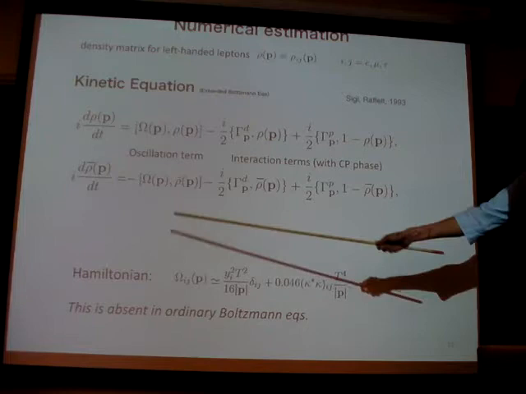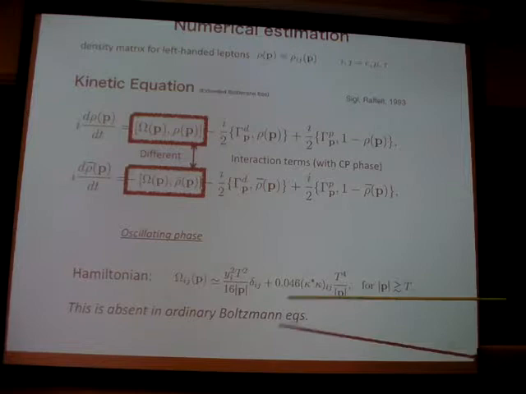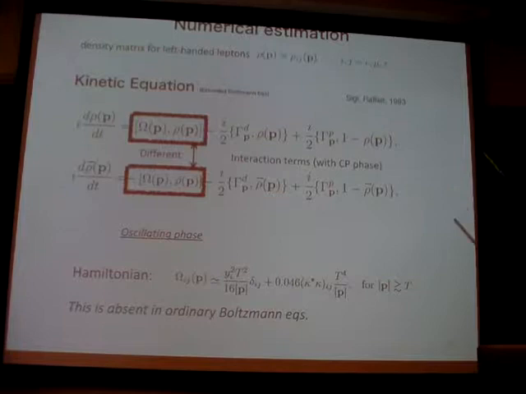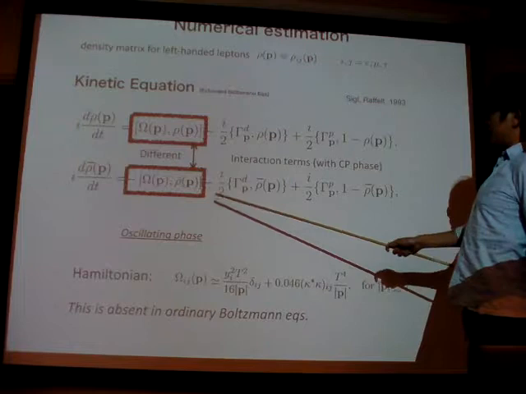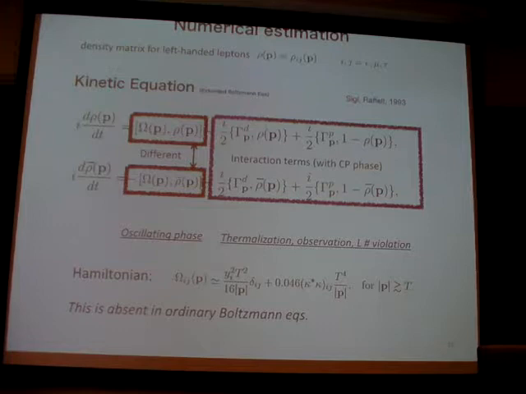In the second row, I also write down the kinetic equation for anti-leptons. The only difference between these two equations is the sign in front of the oscillation term. This different sign is important for CP violation, because otherwise, if there is no such sign, then the two equations become the same, so the time evolution is CP symmetric. Actually, these two terms contribute to the oscillation phase. The second and third terms are important in the scattering process for the generation of the lepton number violation.